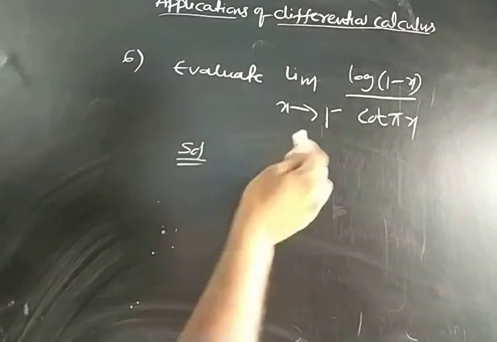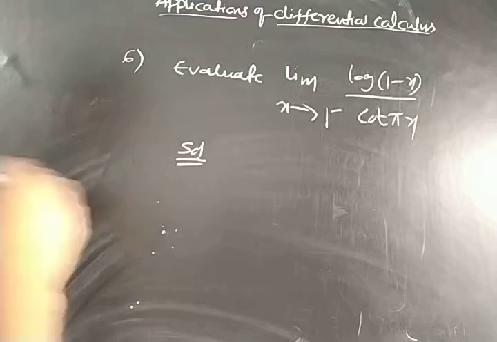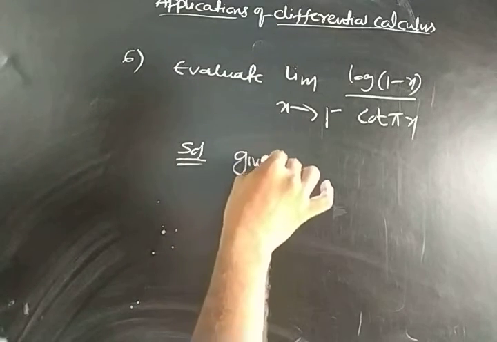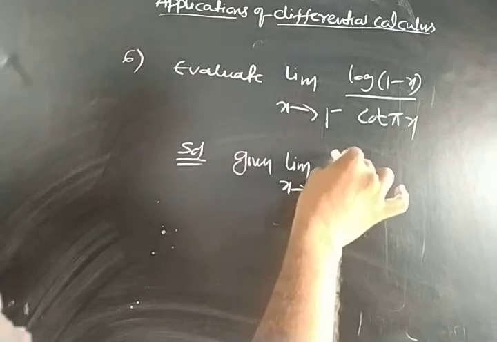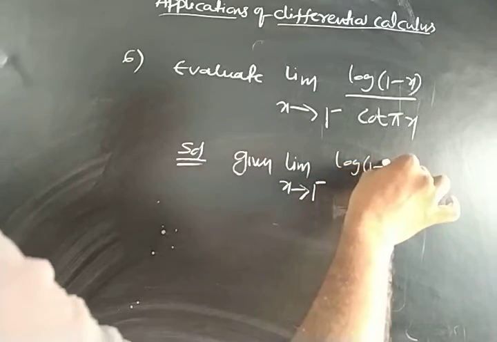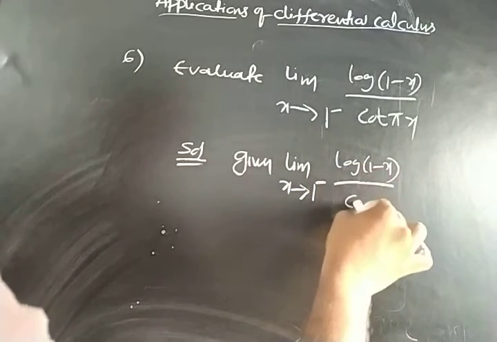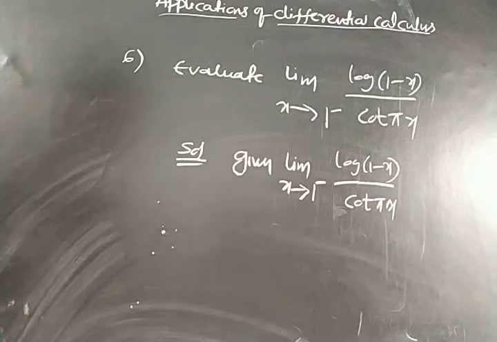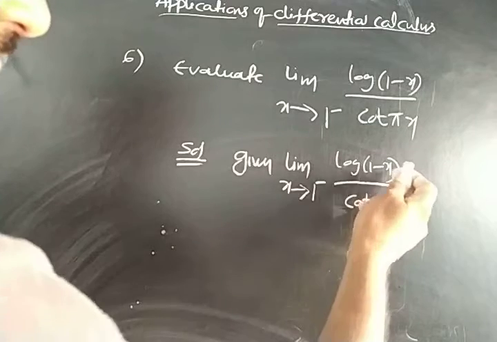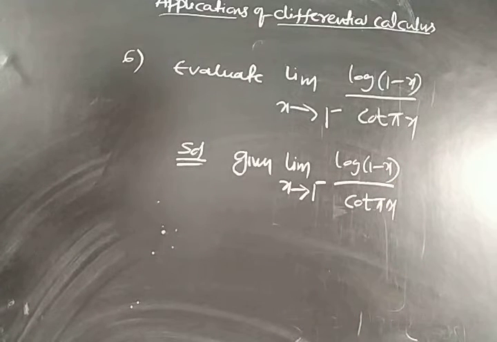Solution: left hand limit at the value 1. So given limit x tends to 1 minus log(1 minus x) by cot(pi x). By substituting 1 here, log 0 is not defined, and cot pi, which is cos pi by sin pi, is also not defined.